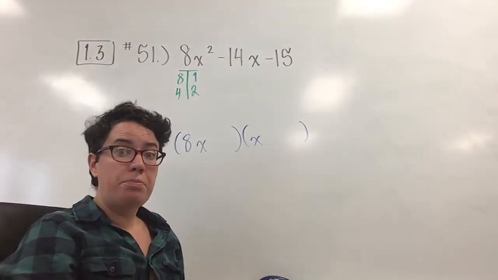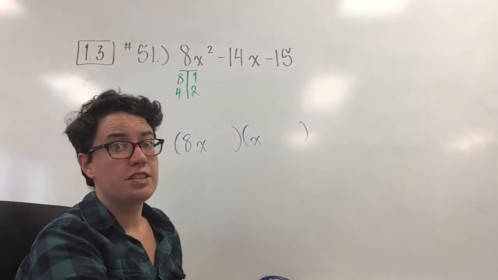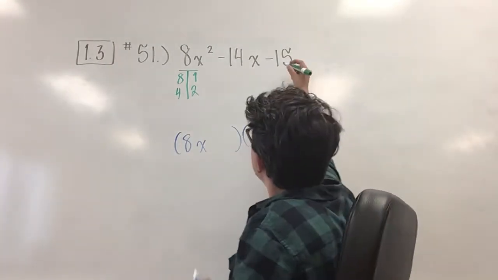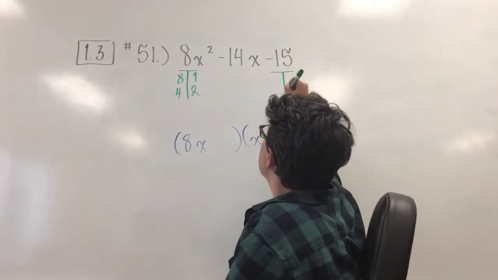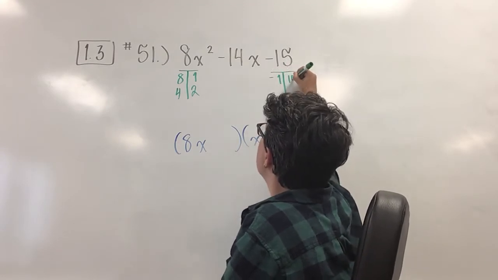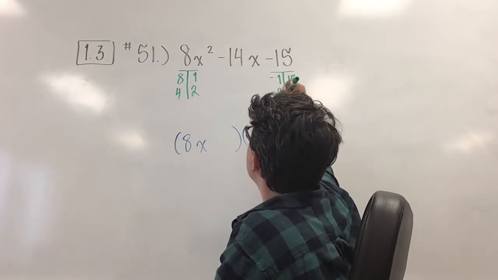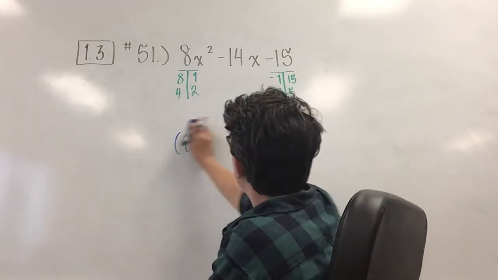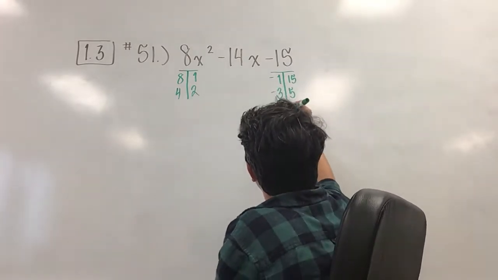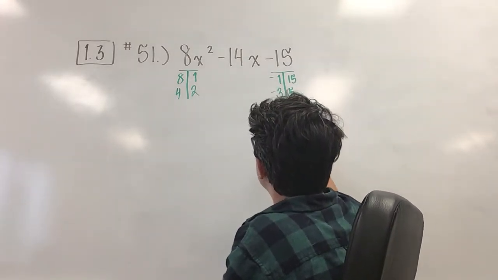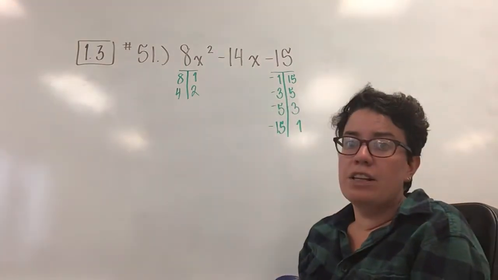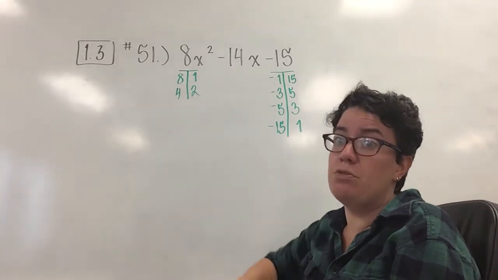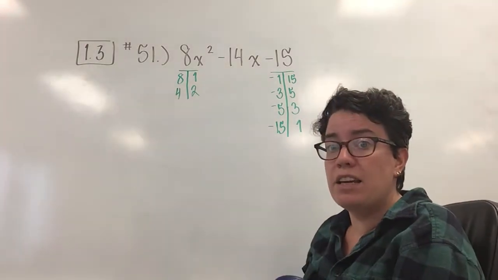So now we have two options that we have to check for with our leading coefficients, as well as looking at our different options for our last term. So we've got negative 15, so negative 1, 15, negative 3, 5, negative 5, positive 3, and our last one here, negative 15, positive 1. So with factoring like this, it is partially just a guess and check, and I would love to be able to use the 8 and the 1 to add up to negative 14.